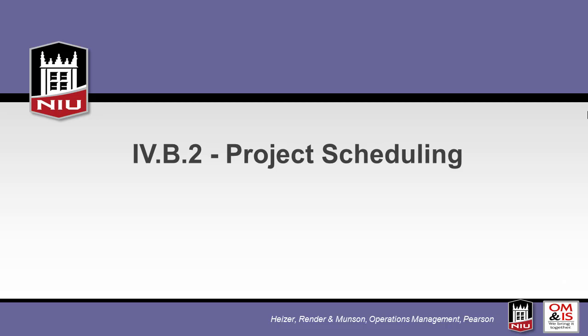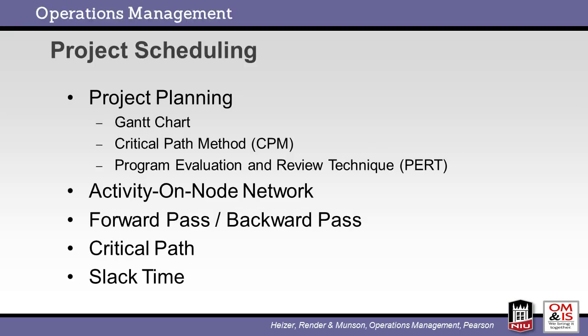Project scheduling. In this unit, we will review the techniques used for project scheduling. We will review three popular planning methods. We will go through examples of Gantt charts along with CPM and PERT tools. We will use an activity on node network, which will be analyzed using both forward and backward passes. We will analyze the project activity network for its critical path and any available slack time.